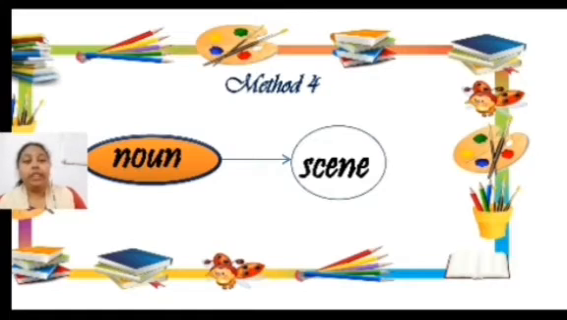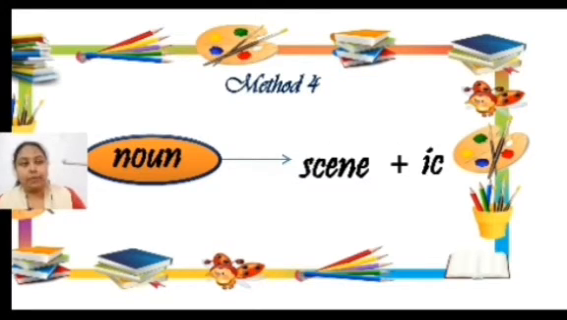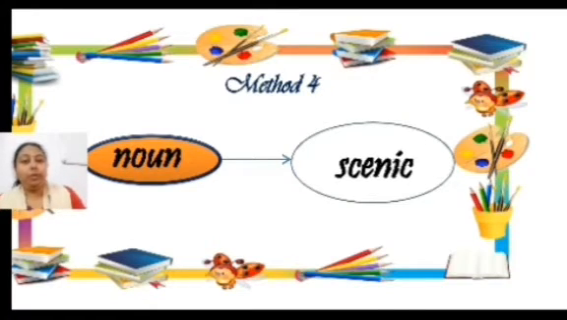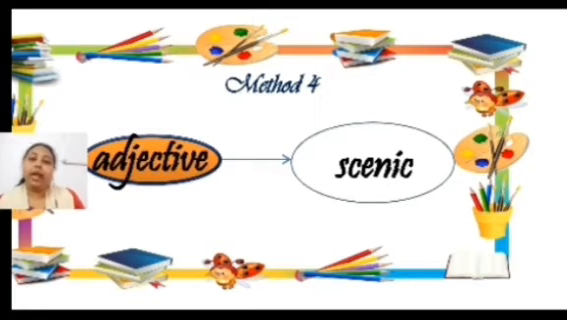Now the word is scene. I'm going to add IC to this word. Over here, you need to remember one more thing, that whenever E comes at the end of a word, E is a very shy vowel. It hides. So, the new word which is formed is written like this, SCENIC, scenic.